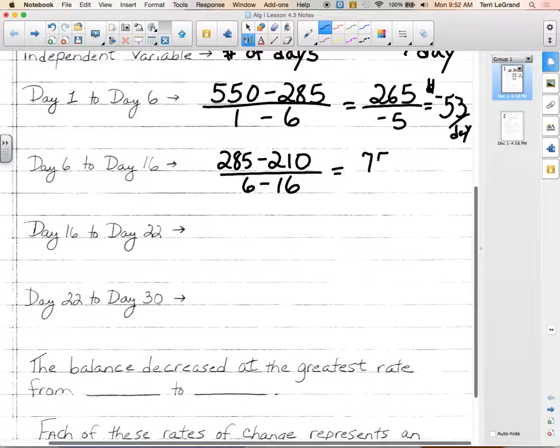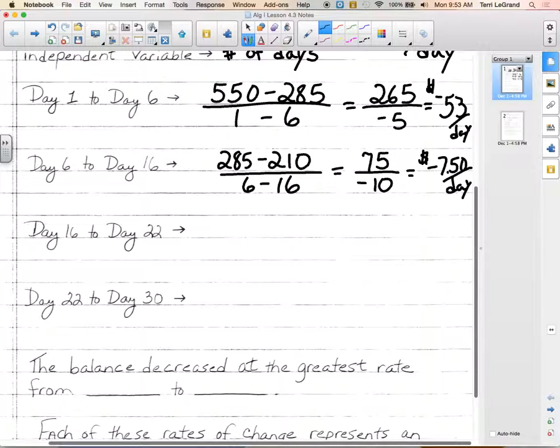75. So negative 75, isn't it? 285 take away 210 is 75. Okay. What's 6 take away 16? Negative 10. So 75 divided by negative 10 is negative 7.5, and we're talking about money, so we could say negative $7.50 per day. It went down an average of $7.50 per day over that time interval.